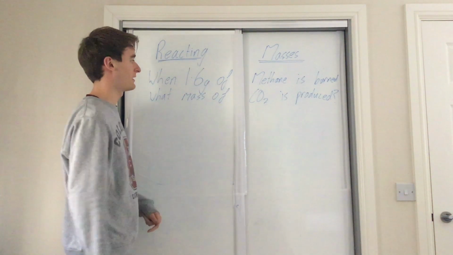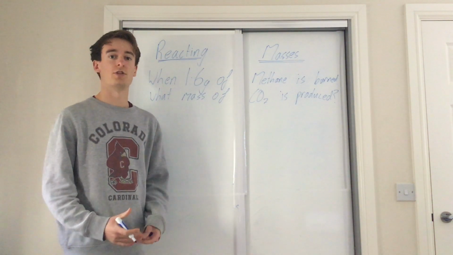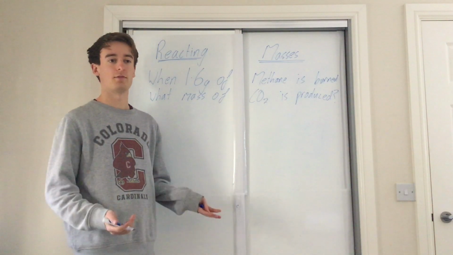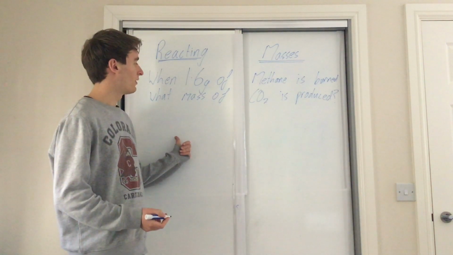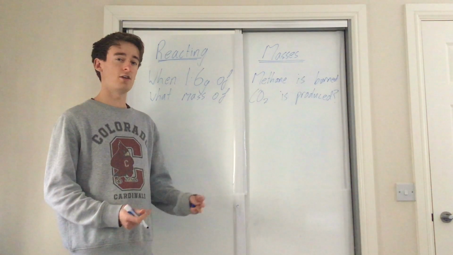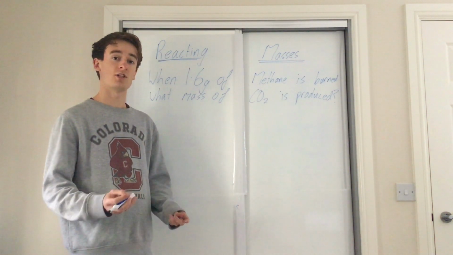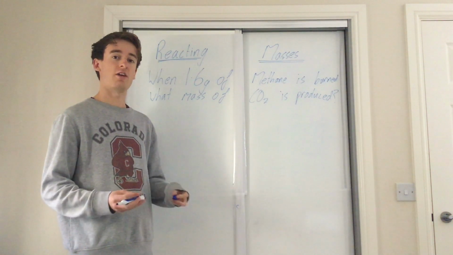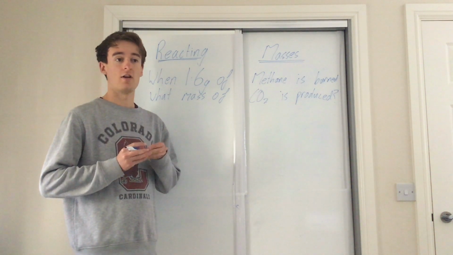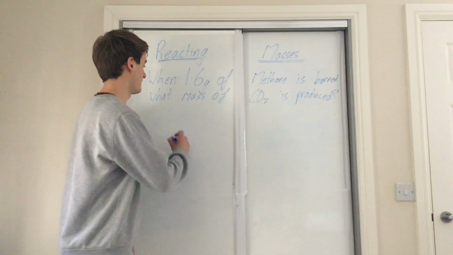So, 1.6 grams of methane is burned. What mass of CO2 is produced? As I said, this is the question type that we're looking at answering. So, first thing we need to do, and this is usually given to you in questions, but you need to check that it's balanced, is generate a balanced symbol equation from which we can do the work for this.